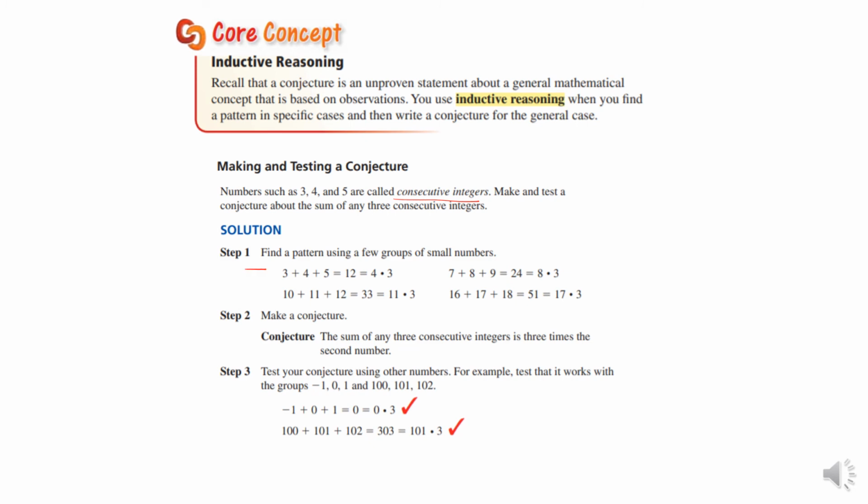So they did that over and over again, and what they discovered was enough to make a conjecture. They made a conjecture that the sum of any 3 consecutive integers is 3 times the second number. Then to test their conjecture, they used some big numbers, and it worked, and they used a mix of positive and negative, and it worked. So they developed a pattern that showed it was true, and therefore we know that that conjecture is true.